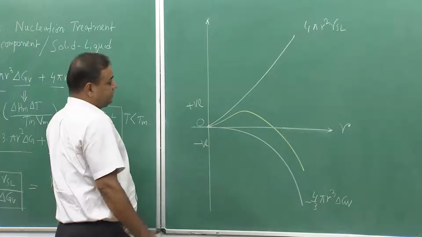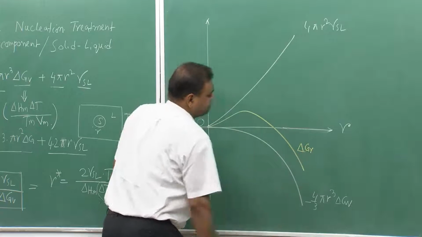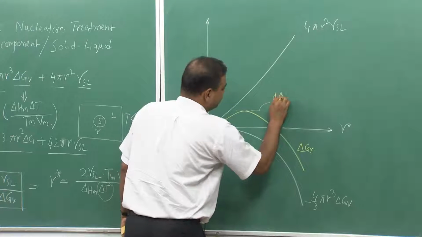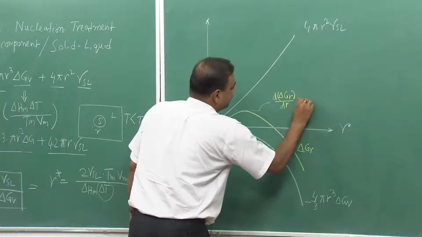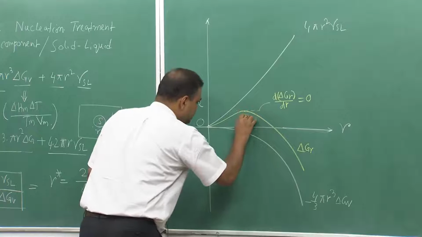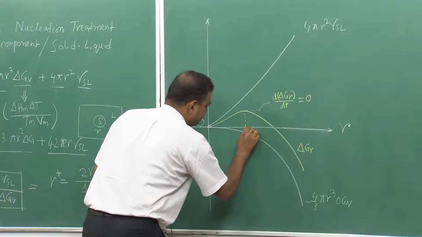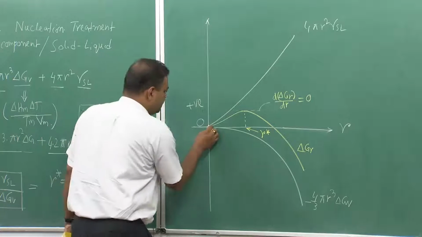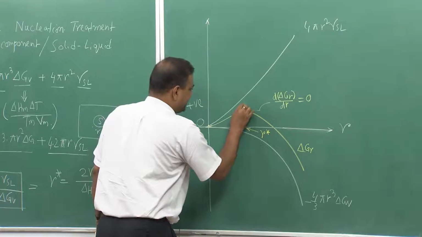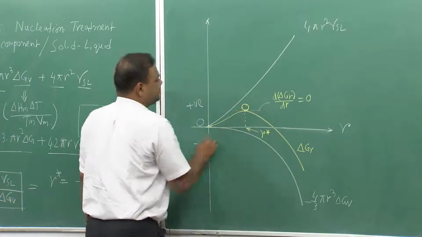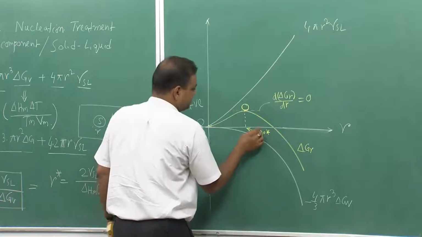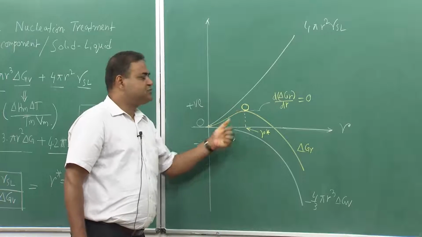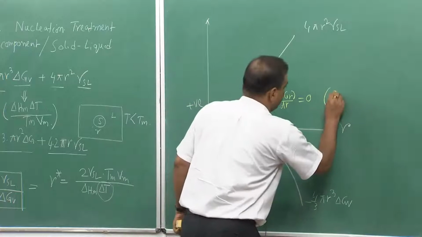Now, there is an interesting thing. This is my delta G r variation, and at this point the slope is equal to 0. Corresponding to that point, this would be my r star. Now, if I take a situation, if I place that particular sphere here, that means this is the size of r star. If it stays there, this is the typical situation of unstable equilibrium.